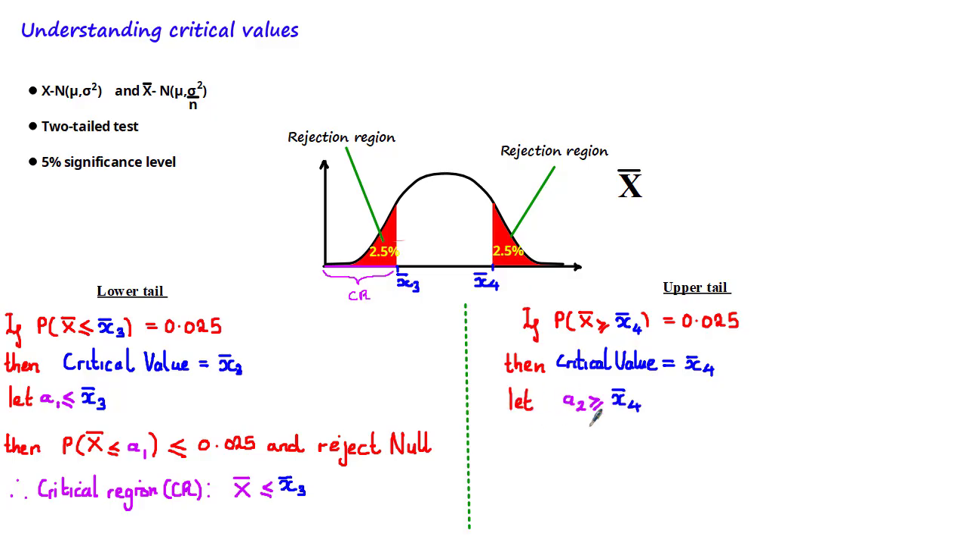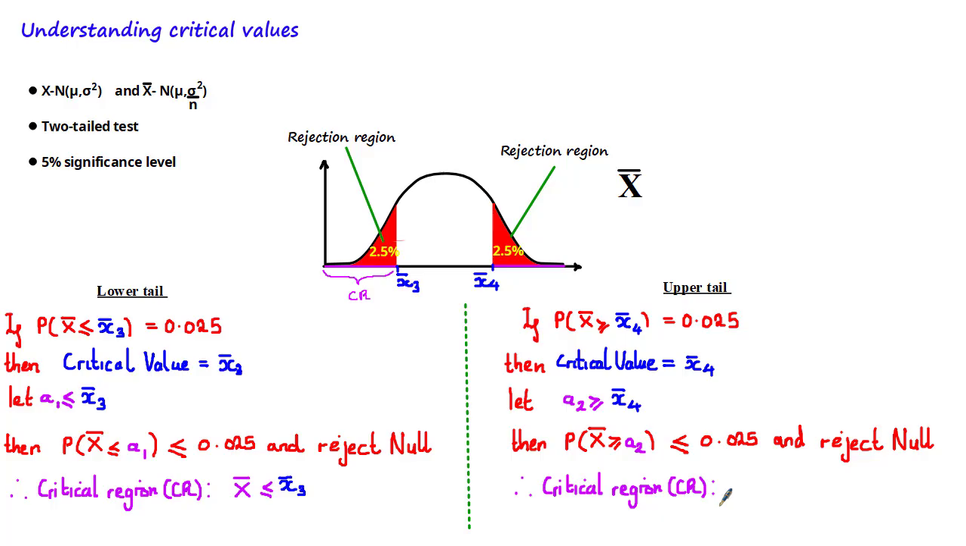So if we let a sub 2 be some value greater than or equal to x bar sub 4, which could be any value along this purple line, then the probability of observed values greater than or equal to a sub 2 must be less than or equal to 0.025. And therefore we would reject the null hypothesis. And so the critical region in this case would be the set of observed values that are greater than or equal to x bar sub 4.